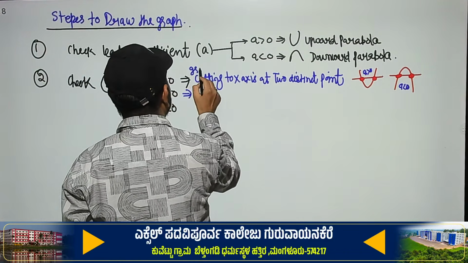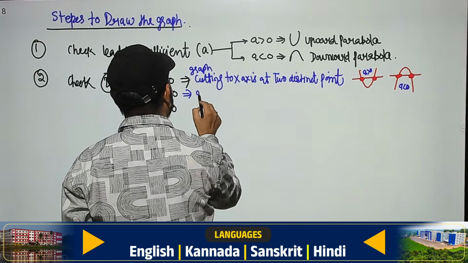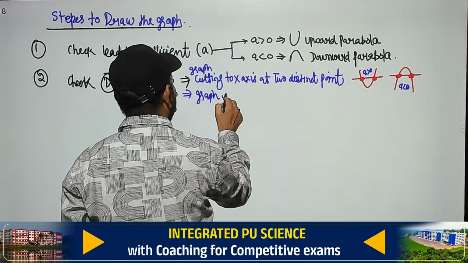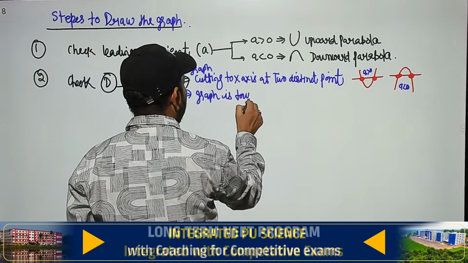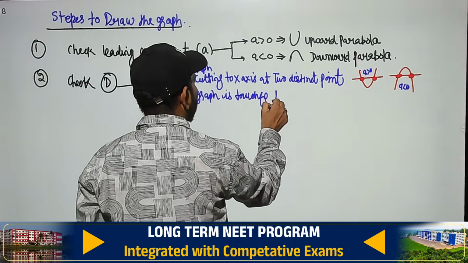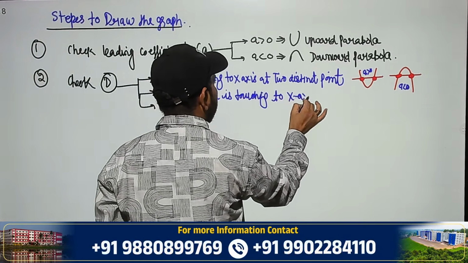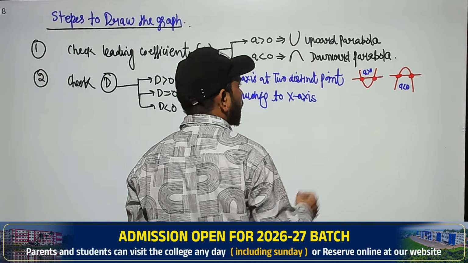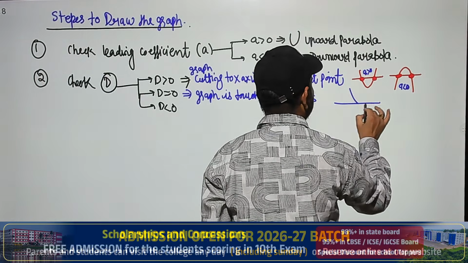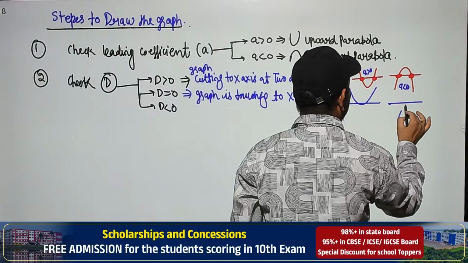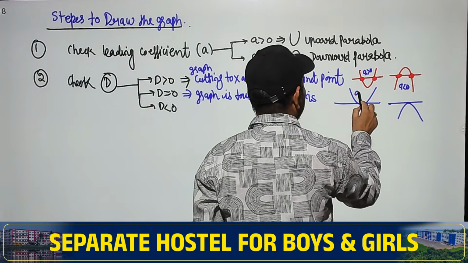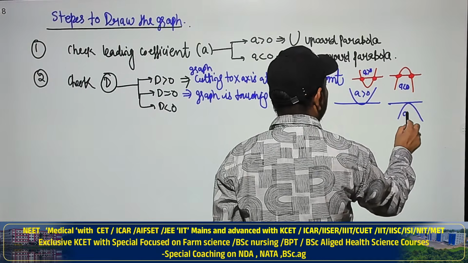Now the graph is touching the x-axis. Only touching. It looks like this or like this. In this case, A is positive. In this case, A is negative.